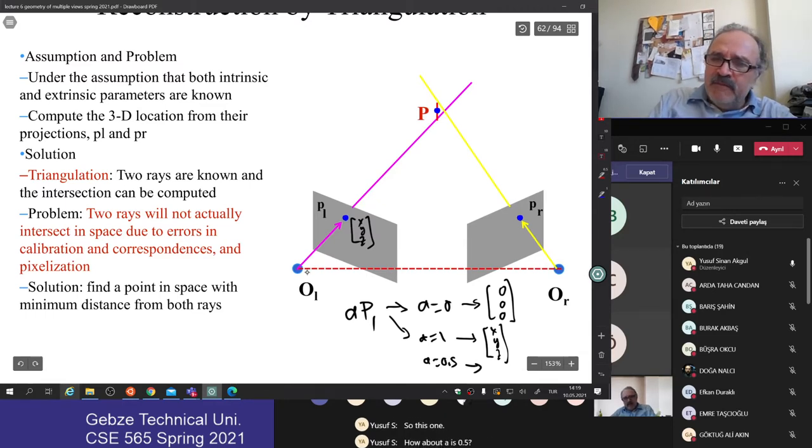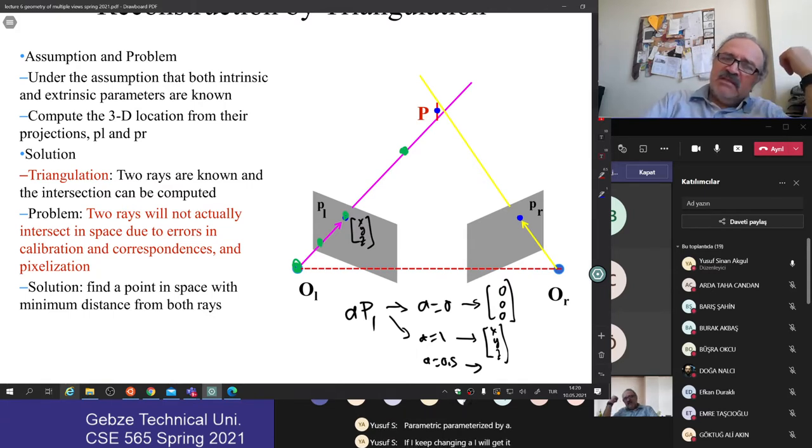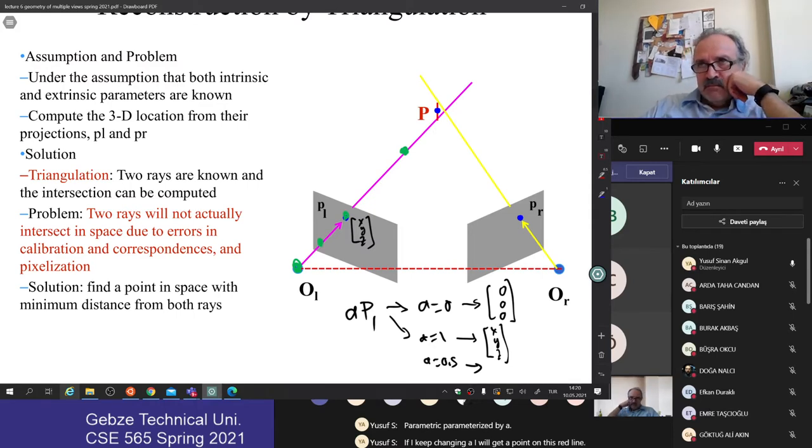If A is 0, I will produce this point. If A is 1, I will produce this point. If A is 0.5, I will produce this one. If A is 10, I will produce this one. It goes like that. So this is a line formula, actually, parameterized by A. If I keep changing A, I will get a point on this red line. So I found a line formula for the 3D world: A times PL, that's it. A is a line parameter, so this is a parameterized version of a line.